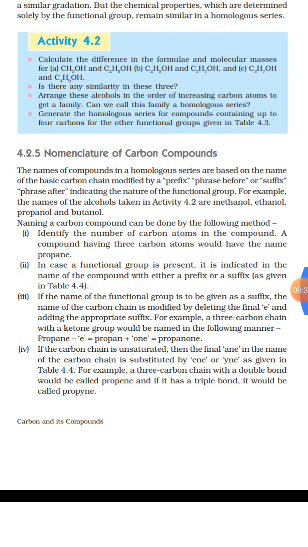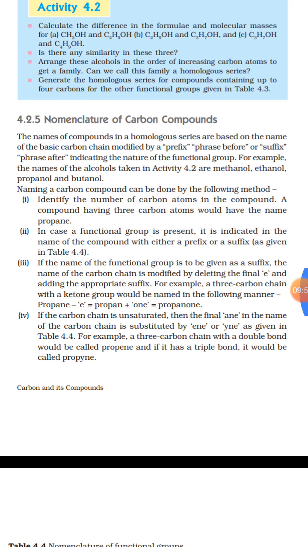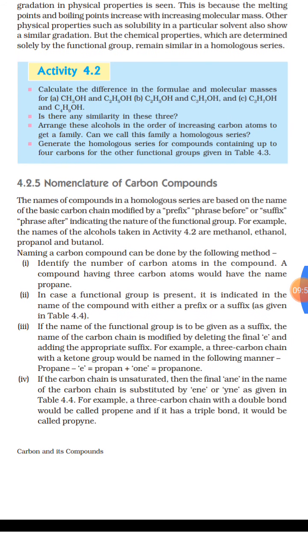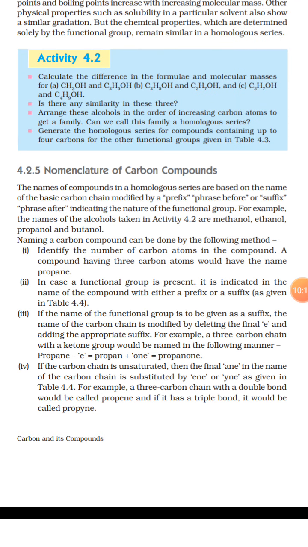Now students, come to the fourth point: generate the homologous series for compounds containing up to 4 carbon atoms for the other functional groups. Students, there are many functional groups. For example, OH alcohol is a functional group, NH2 amine is a functional group, halogens such as chlorine, bromine, iodine are functional groups, carboxylic COOH is a functional group, and aldehyde CHO is a functional group. So we can form different kinds of series, students.